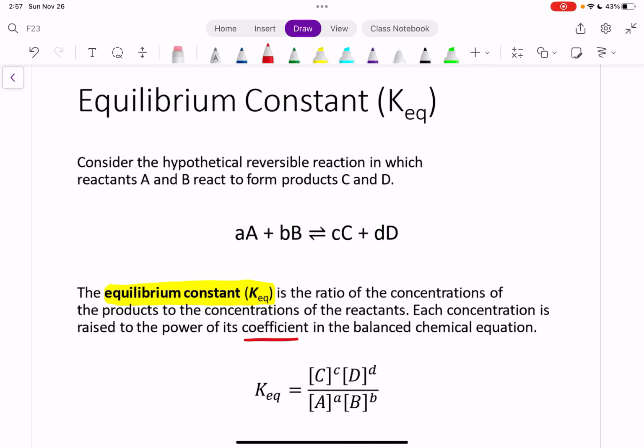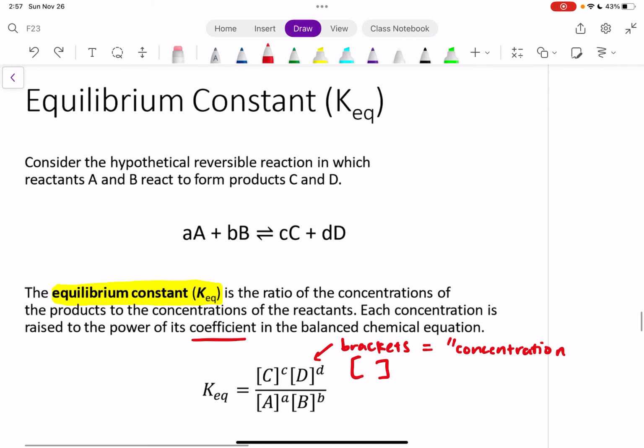And then these brackets here mean concentration of, right? So the concentration of whatever's in the brackets. For something like C, let's look at C here, the lowercase c is our coefficient. That's going to be some kind of number, 1, 2, 3, 4, whatever ratio these react in in your balanced equation. And that's what goes here.